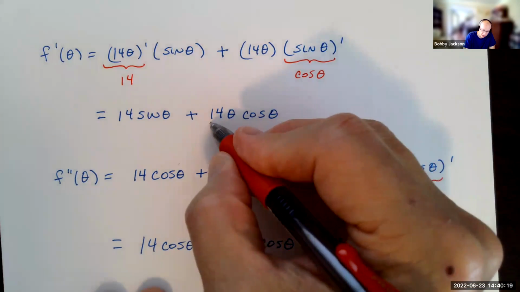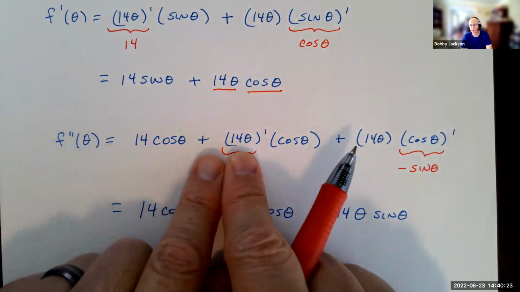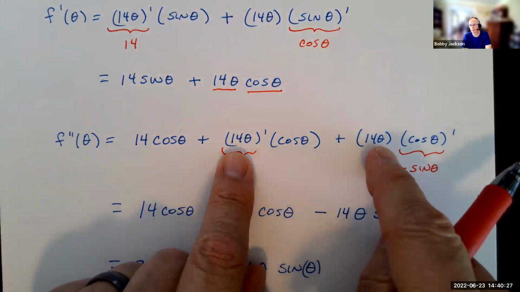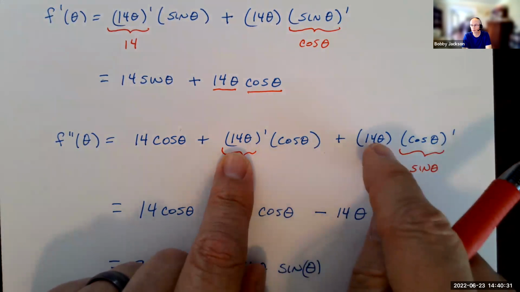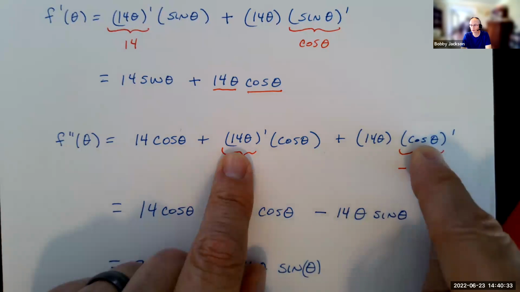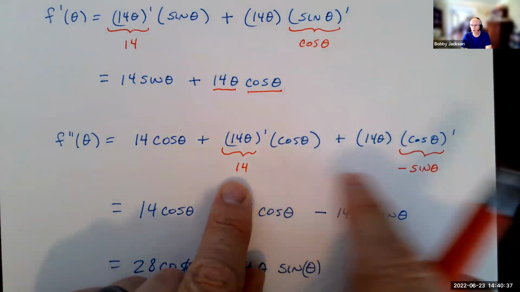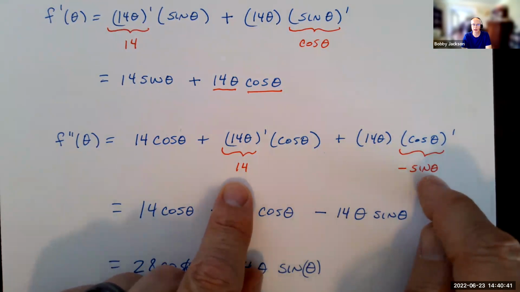So again, I'm going to treat this as 14 theta, this time times cosine theta. So I take the derivative of 14 theta times cosine theta plus 14 theta times the derivative of cosine theta. Make sure I say that right. So the derivative of 14 theta again is 14. Derivative of cosine theta is -1 times sine theta.